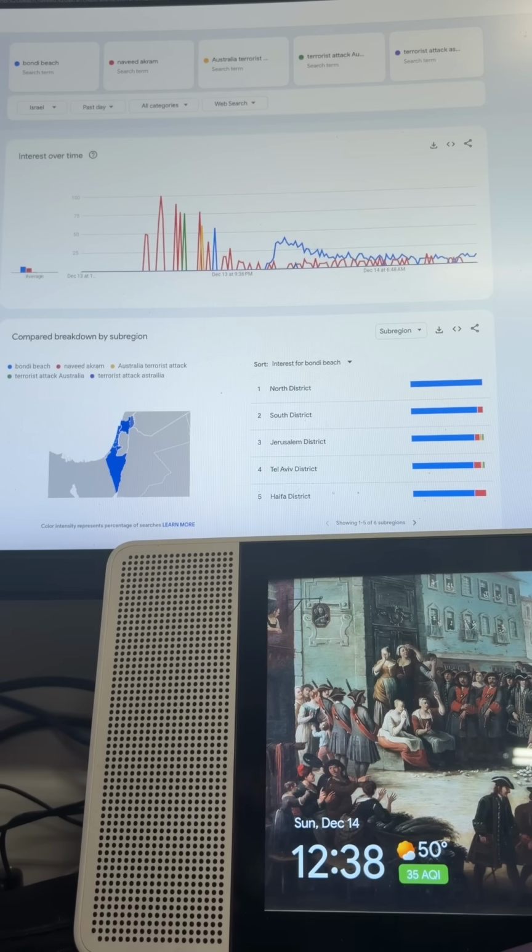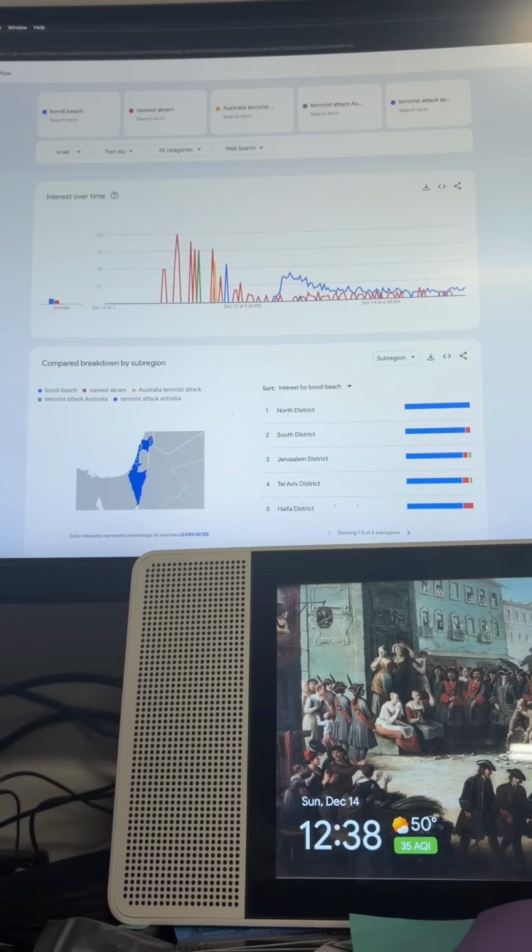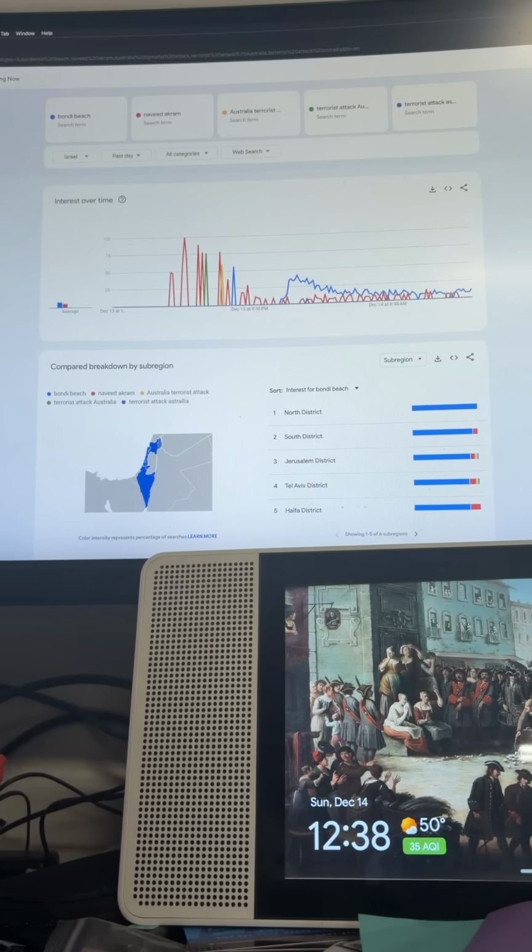Okay, so this is called Google Trends, real quick. This is a site, Google Trends. It's designed so you can look up things that people are searching in your area, okay? So I just typed in Bondi Beach, Naveed Akram, which is one of the attackers in Australia, that's his name. Australia terrorist attack, and terrorist attack Australia spelled incorrectly because people can't spell.